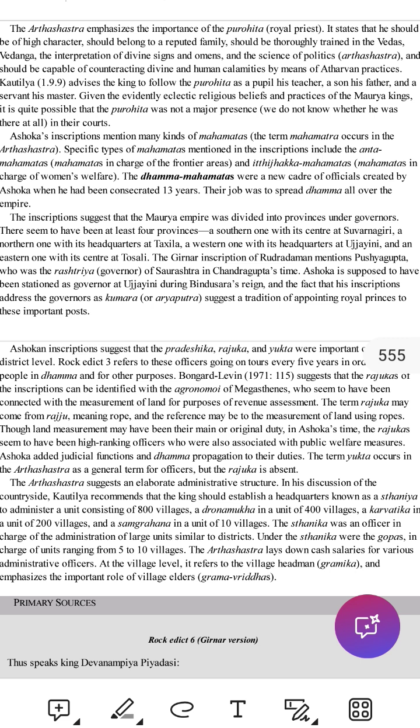The inscriptions, old writings carved on stones, show that royal family members, like the king's sons, were often chosen as governors. This is shown by the use of the word Kumara, which means prince, or Aryaputra, son of a nobleman.